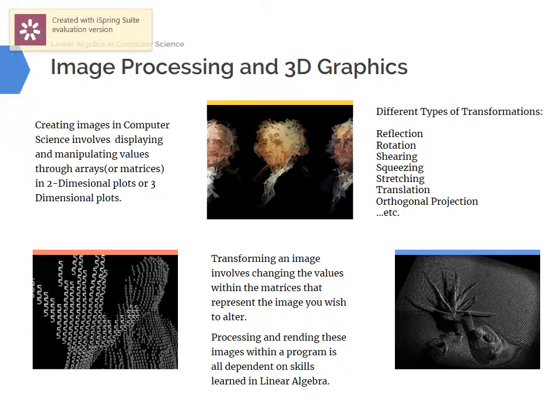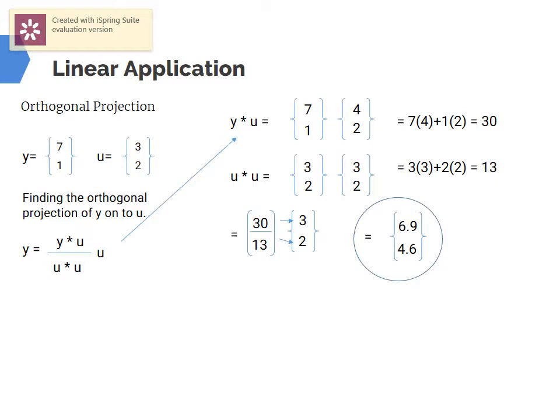There's lots of different types of transformations. There's reflection, rotation, shearing, squeezing, stretching, translation, and orthogonal projection. On the next slide, I will give you an example of orthogonal projection. Here is an example of orthogonal projection.